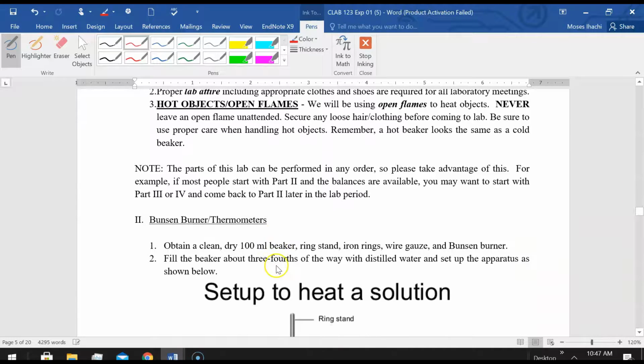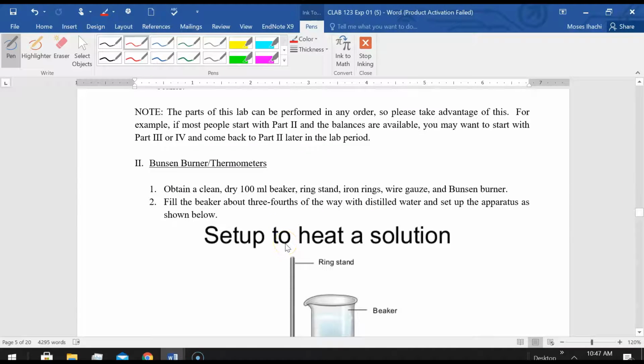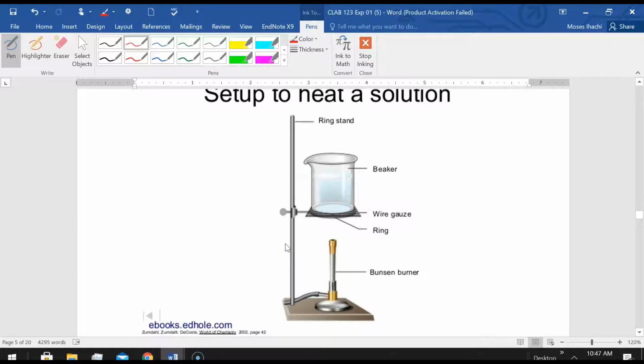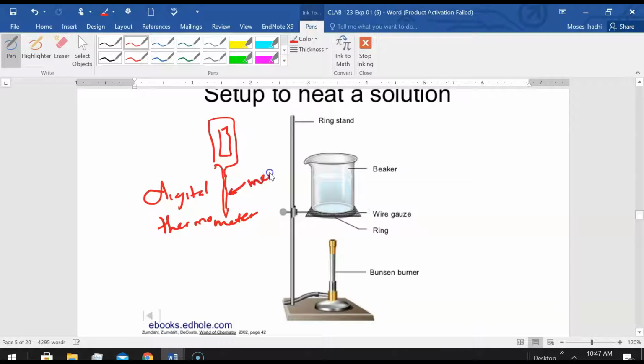And next is just the experimental setup. One more thing I want to mention is there's another thermometer called a digital thermometer. This is the digital thermometer, meaning it has a metal probe here that you put inside a boiling liquid, and it gives you the temperature displayed on your display.